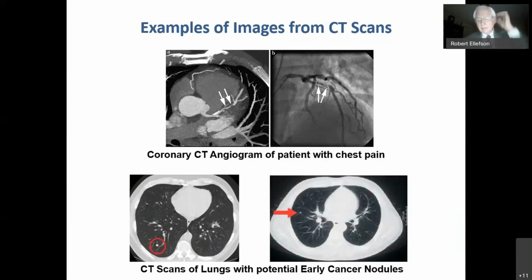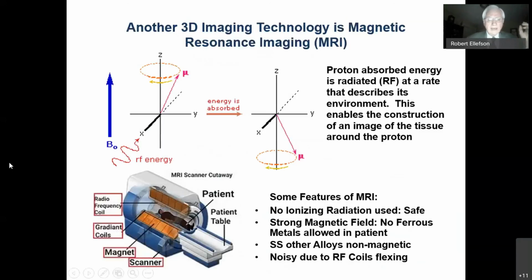And in this case, the patient had chest pain, and they are looking for regions of constriction in the blood vessel, and the arrows seem to indicate possible areas. A solution for this might be to put a stent in or some other elective solution to the problem. The bottom one shows CT scans of lungs with potential for early cancer nodules shown in the red highlighted areas.